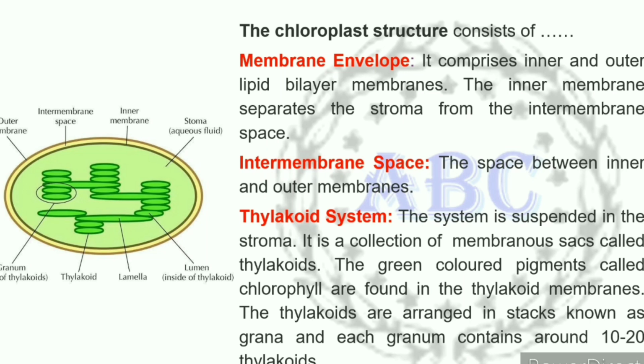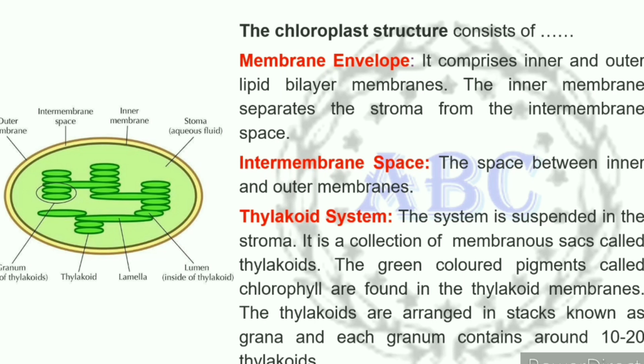The chloroplast structure consists of the membrane envelope, intermembrane space and thylakoid system. The membrane envelope comprises the inner and outer membranes, which are lipid bilayer membranes, also called unit membranes. The inner membrane separates the stroma from the intermembrane space. The intermembrane space is the space between the inner and outer membranes. The thylakoid system is suspended in the stroma. It is a collection of membranous sacs called thylakoids.